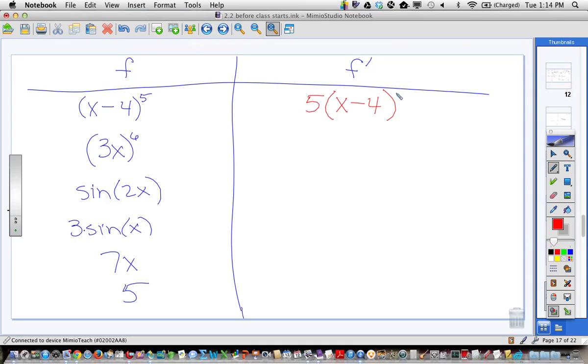The inside stays exactly the same, and we drop the power to a 4. Now you're going to hear me repeat that over and over again, but the inside stays the same. It turns out all the time on these functions, if we've got stuff on the inside, that same stuff stays on the inside when you do the derivative. It's just a rule that we will see over and over again.